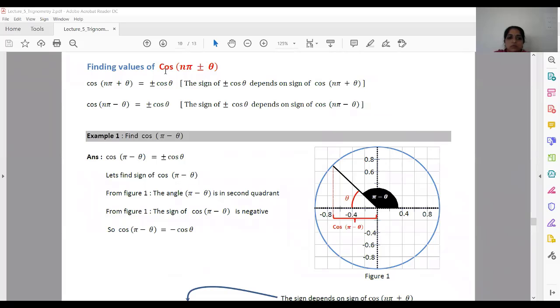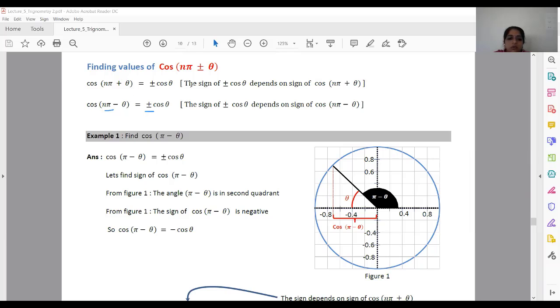Now, for finding the value of cos of n pi plus or minus theta, if we are given pi, then for this n pi, the cos function will remain cos, but whether it is positive or negative depends on the left hand side. Similarly, for cos of n pi minus theta, for n pi the cos function will remain the same, that is cos, but whether it is positive or negative depends on the sign of the left hand side.